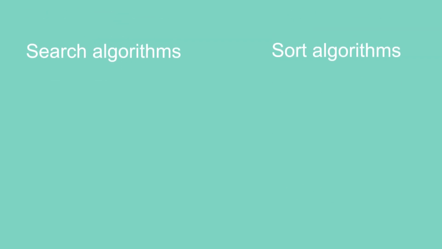We learned a bit about algorithms. Now we will see the types of them. There are two types of algorithms: search algorithms and sort algorithms.